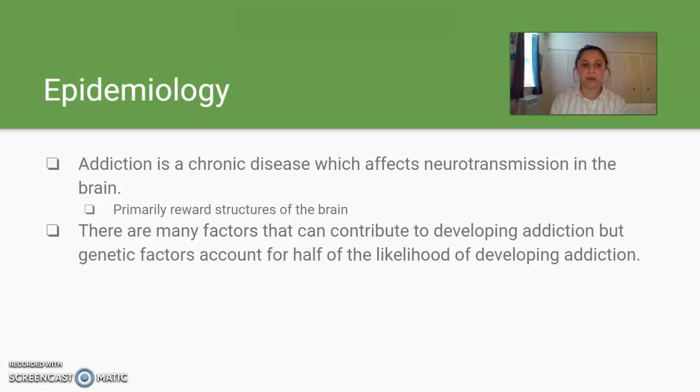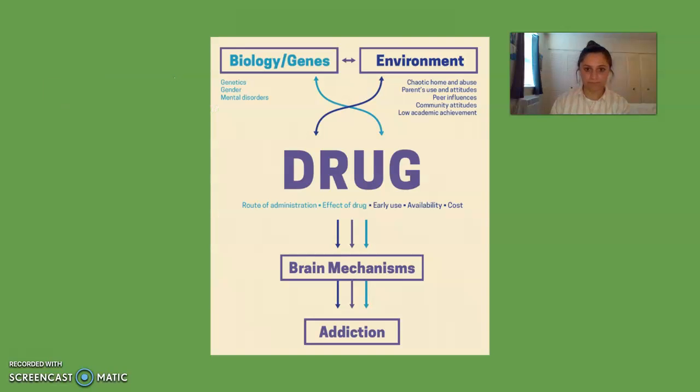as drugs. There are many factors that can contribute to developing addiction, but genetic factors account for half the likelihood of developing addiction. The other half is environment. As this picture is showing, there are two factors as to why someone would start using drugs. Biology and genes account for genetics, mental health disorders, and gender. And then environment can be peer influences, the community, access to drugs, as well as home life. Those two factors account for the likelihood of someone using drugs.